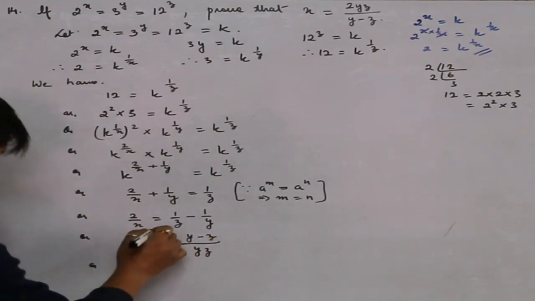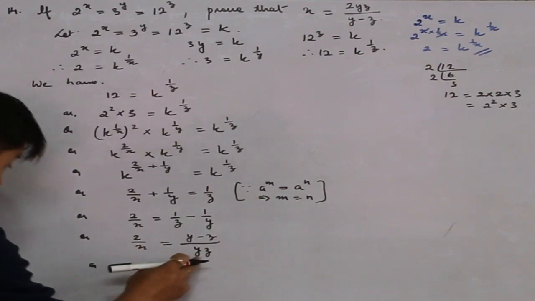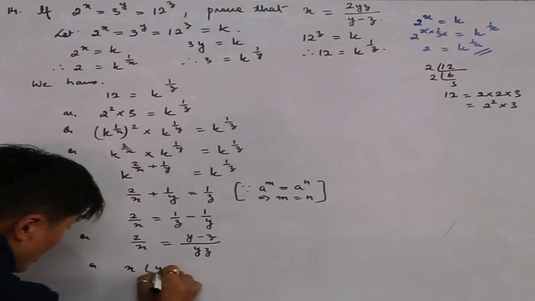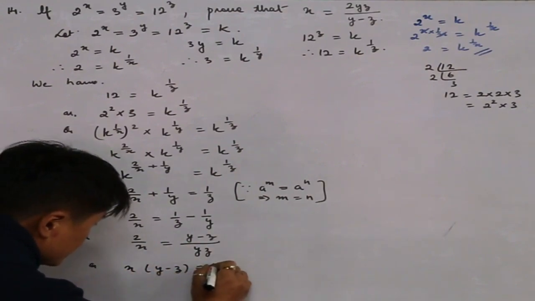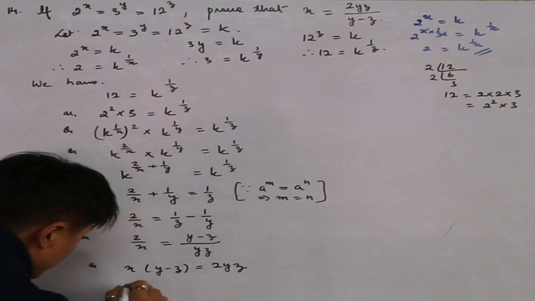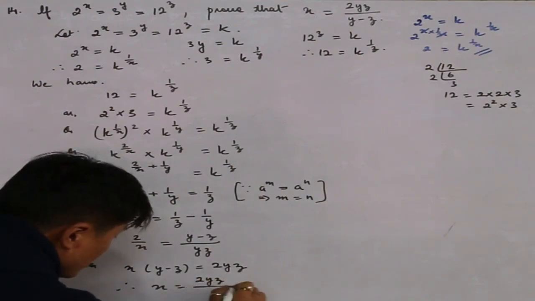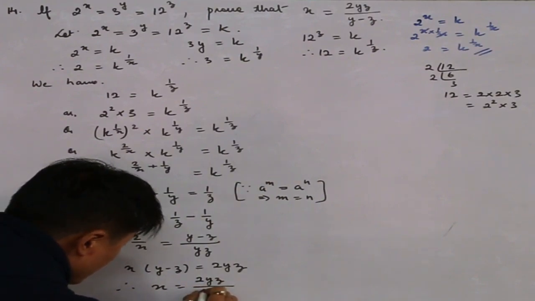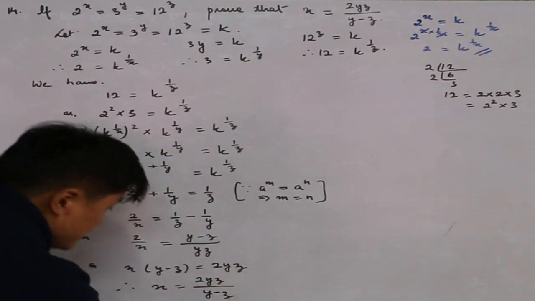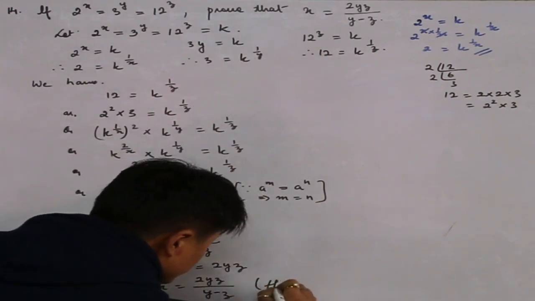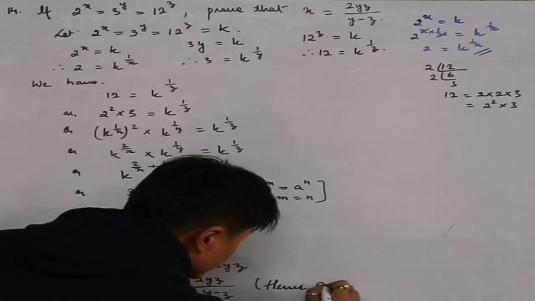Or cross multiplication. If you multiply these two and these two, this will become x into y minus z is equal to 2yz. Therefore, x is equal to 2yz whole divided by y minus z. This we have to prove. We got the value, so we write here hence proved.